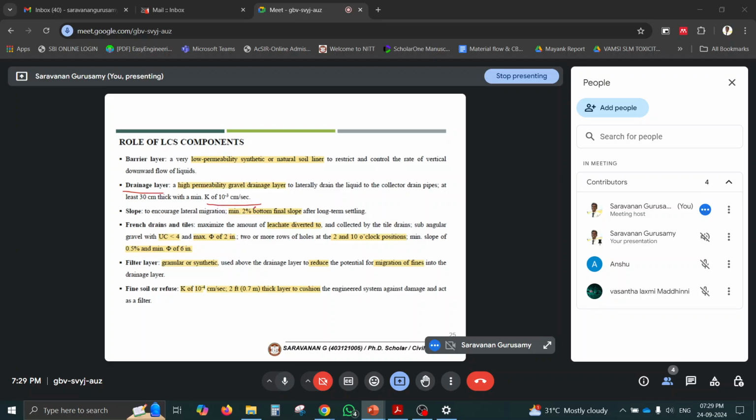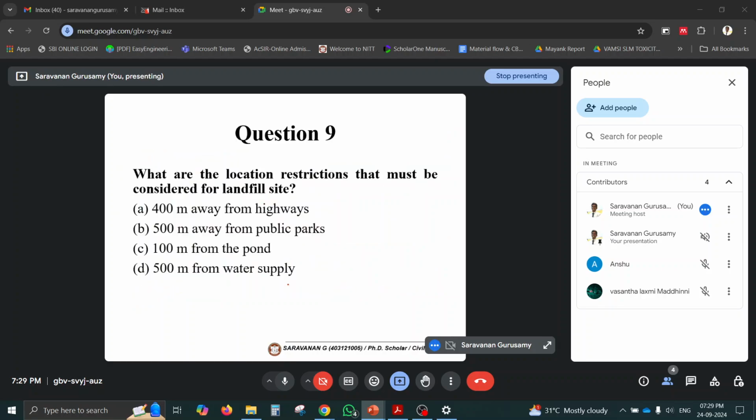10 power minus 3 is the permeability. Fine soil, 10 power minus 4. It should allow the leachate, but it should filter the leachate. So 10 power minus 4.